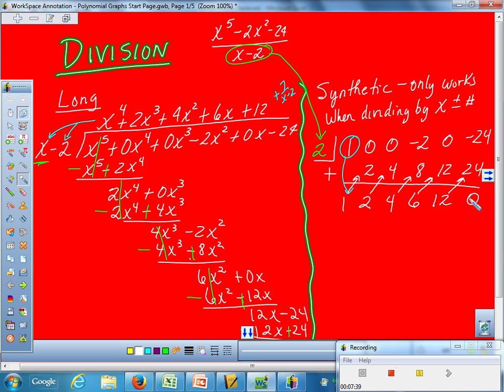Now, have you ever seen the numbers 1, 2, 4, 6, 12 anywhere on this board? It's the answer. Look at the top of this long division. 1, 2, 4, 6, 12 are the coefficients. Yeah. Pretty amazing.